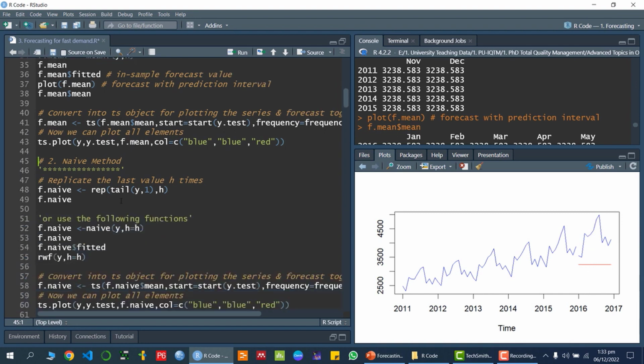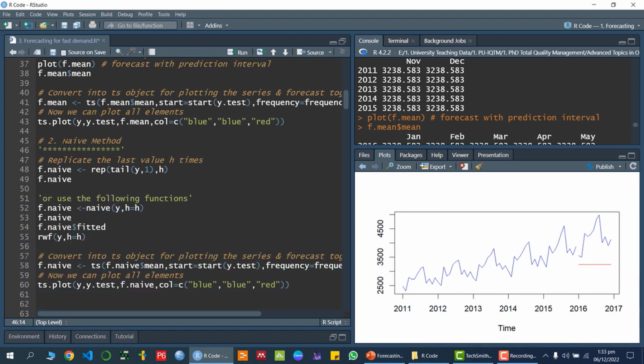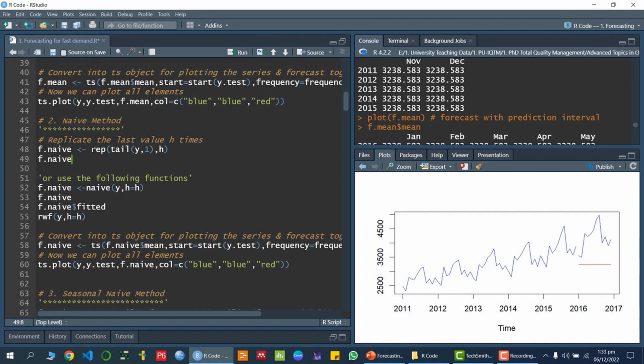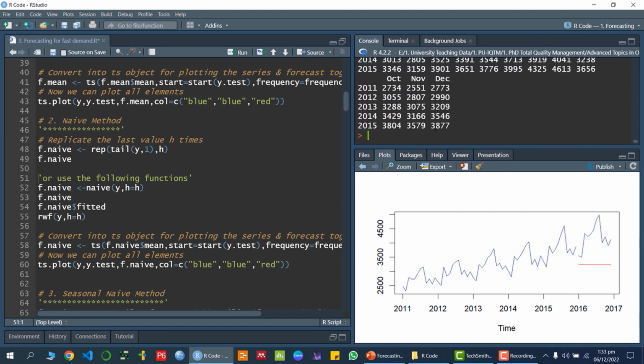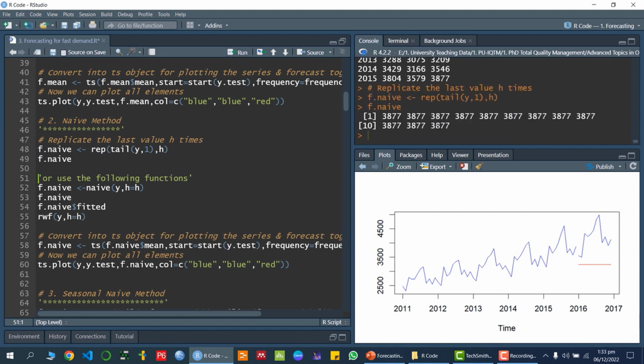Okay, now the same procedure we can use to find out the Naïve forecasting method. There are a number of ways to find the Naïve forecast method in R. The first approach which I am going to use is the replication function, to repeat the last original value up to the forecast horizon of 12. If I run this particular command, you can see that it is showing me the last value, 3088. So this last number is going to be repeated 12 times, because our forecast horizon was 12.